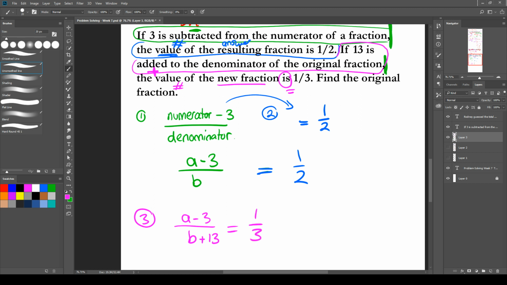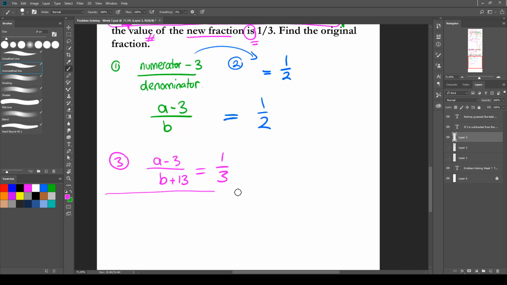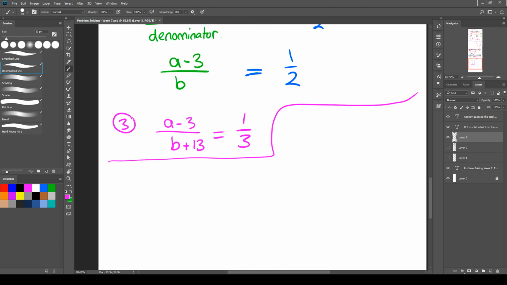And they want us to find the value of the original fraction, which will be the green one, the first statement they gave me. So what am I going to do with this? I can clean this up a little bit and summarize what I've been given. I've been given 2 equations. So I'm going to use blue for the first one. I've been given this equation here, A take 3 over B is equal to 1/2. I've also been given the second one here, which is A take 3 divided by B plus 13 is equal to 1/3.